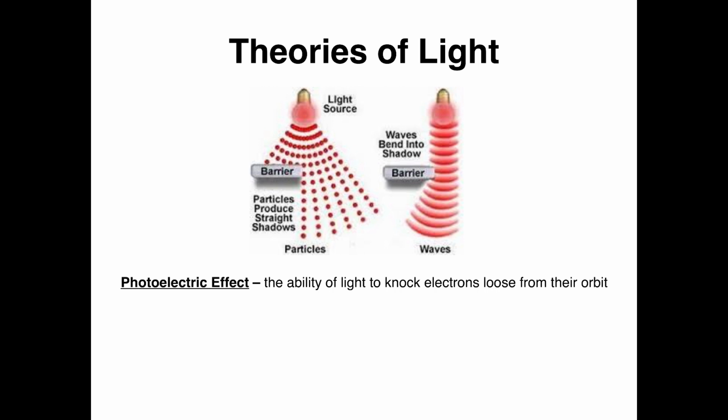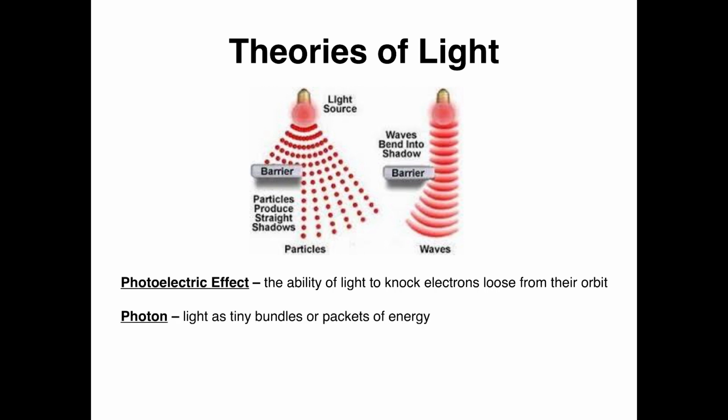There's something known as the photoelectric effect. The photoelectric effect is the ability of light to knock electrons loose from their orbit. This would be a particle type theory. What is shown in this diagram, by the way, is the wave action of light, where it will diffract around a barrier, and the particle action of light when it is stopped by a barrier. And so sometimes, depending on the situation, you can see one or the other. And this is what makes light unique, and something unique to consider.